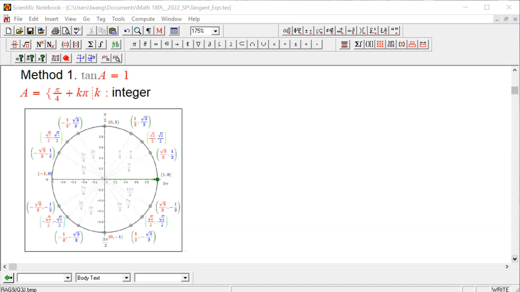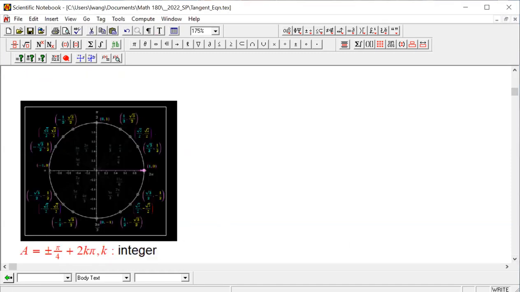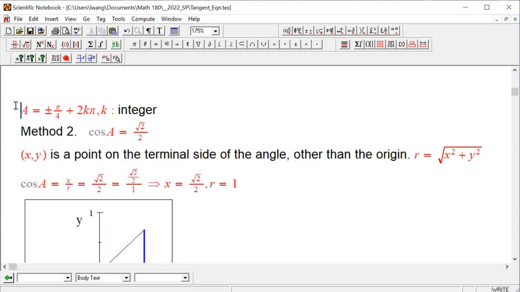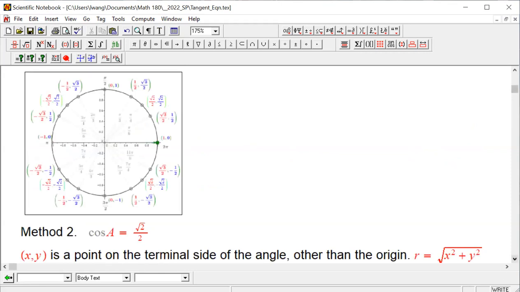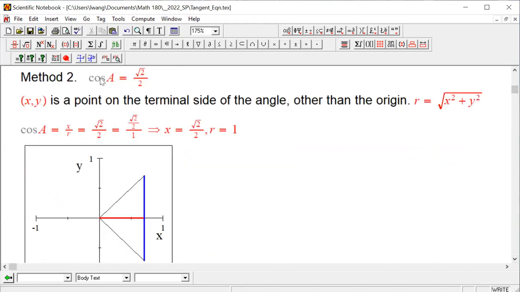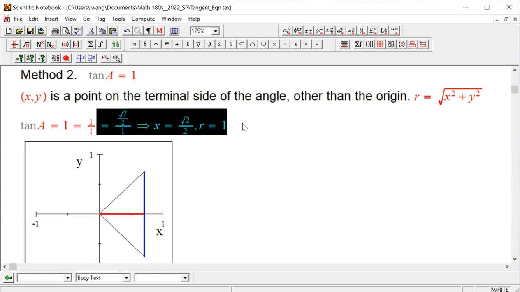And the second method, okay, let us remove these. The second method is, of course, not using the unit circle. So tangent equals 1, right? So that point is on the terminal side of the angle, other than the origin. R is defined, but here tangent equals 1. So we know that's 1 over 1. So we remove all of that.